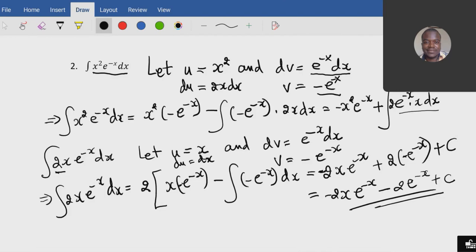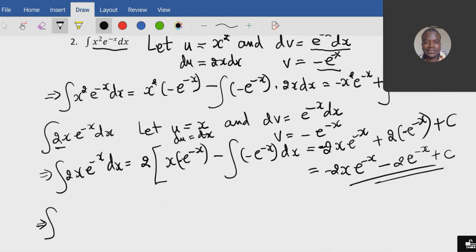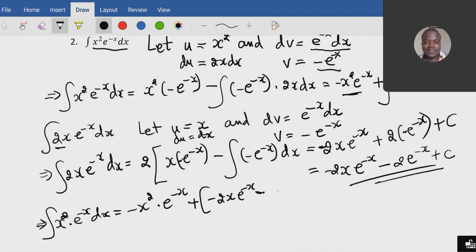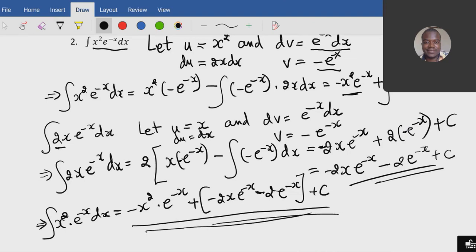Rather, it's not our final answer, sorry. We have to take it back to the original integration. The original integration is x squared times e to the negative x dx, which we found the first part to be negative x squared times e to the negative x plus this integral, which basically means plus negative 2x times e to the negative x minus 2 times e to the negative x plus a constant of integration. So that should be our final answer, and this is what our final answer should look like.